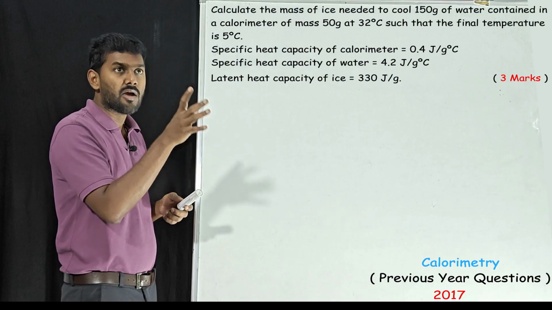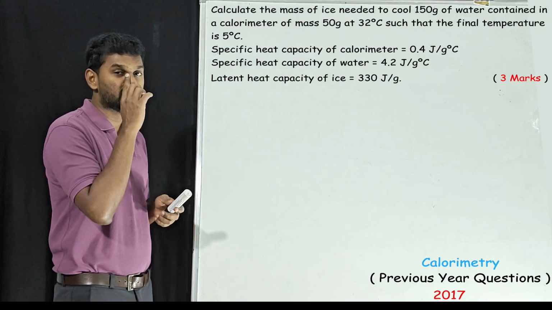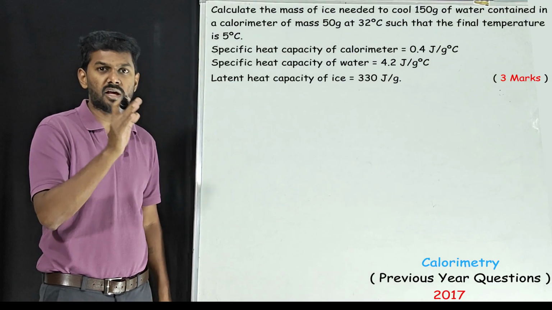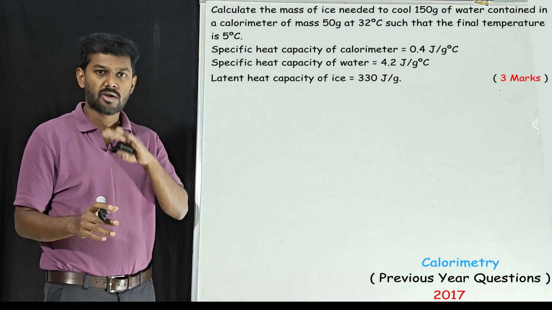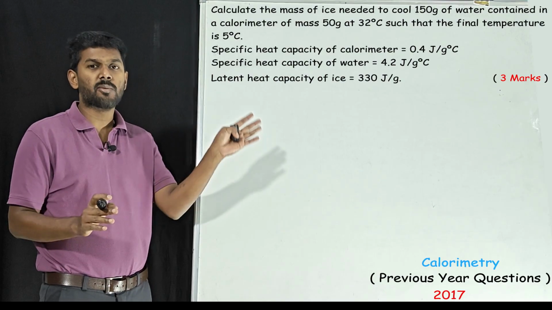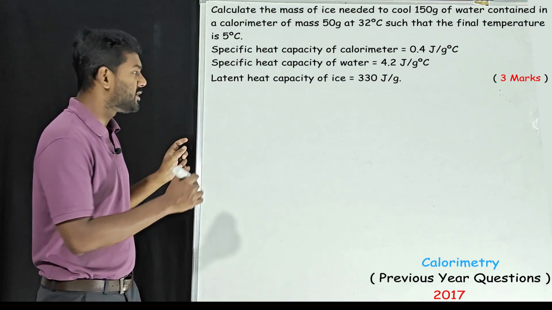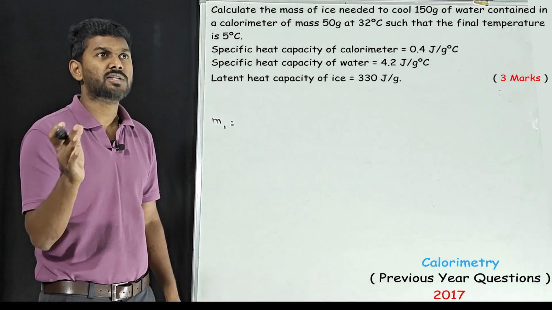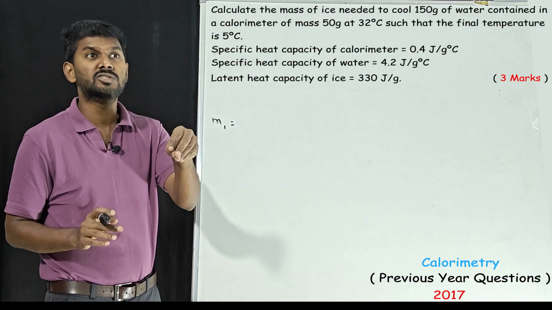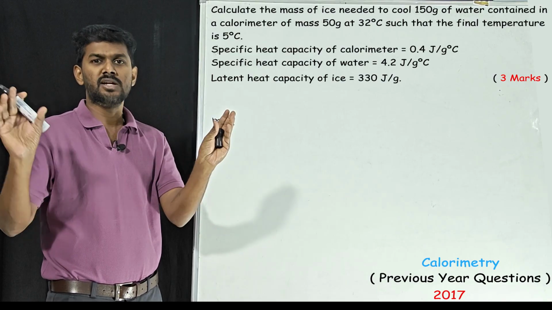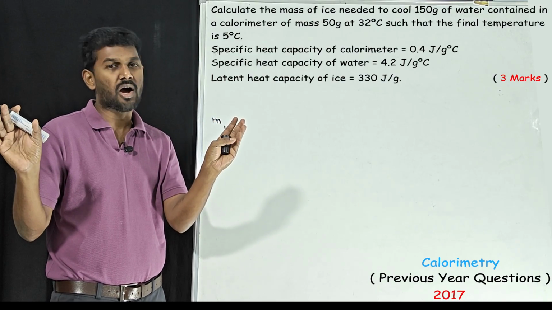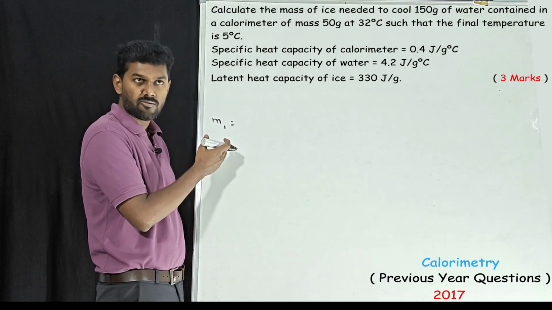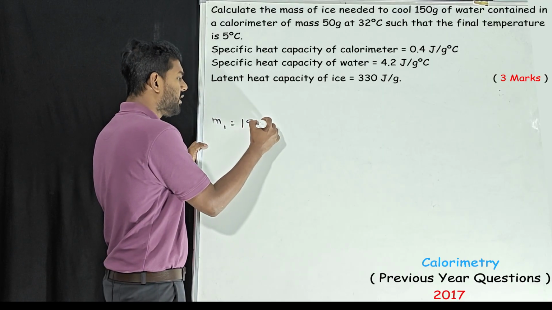First we'll write down the given data, then I'll teach you how to solve it. Always take the hot object as object 1: M1, T1, everything should be related to the hot object. Then M2, C2, all those things are related to the cold object. So according to the question, what is the hot object? We are adding ice to cool the water. So ice and normal water, which is hot or warm water, correct? So we'll take water as M1, that is nothing but 150 gram.